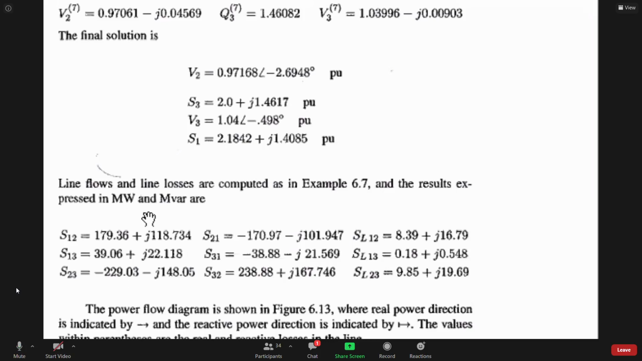Yeah, you have done. What is the slack bus power? Have you got the information of the slack bus real power? Slack bus real and reactive power. Have you determined that?